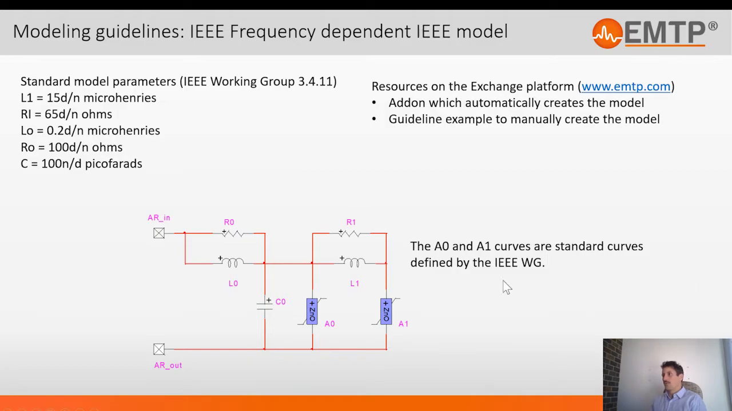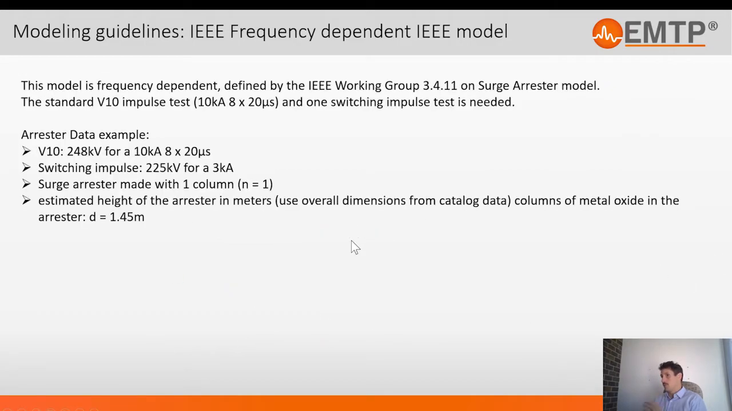So what you're going to need to build this model is the V10 I was talking about, the 10 kiloamps, 8/20 microsecond pulse, and any switching impulse test. It's also good to have a third impulse test result, like a lightning one, just for validation purposes. So we'll use the V10 and the switching impulse test for fitting, and then it's nice to have a third one for validation of precision. You will also need to know the number of columns of the surge arrestor, and the estimated height of the surge arrestor.